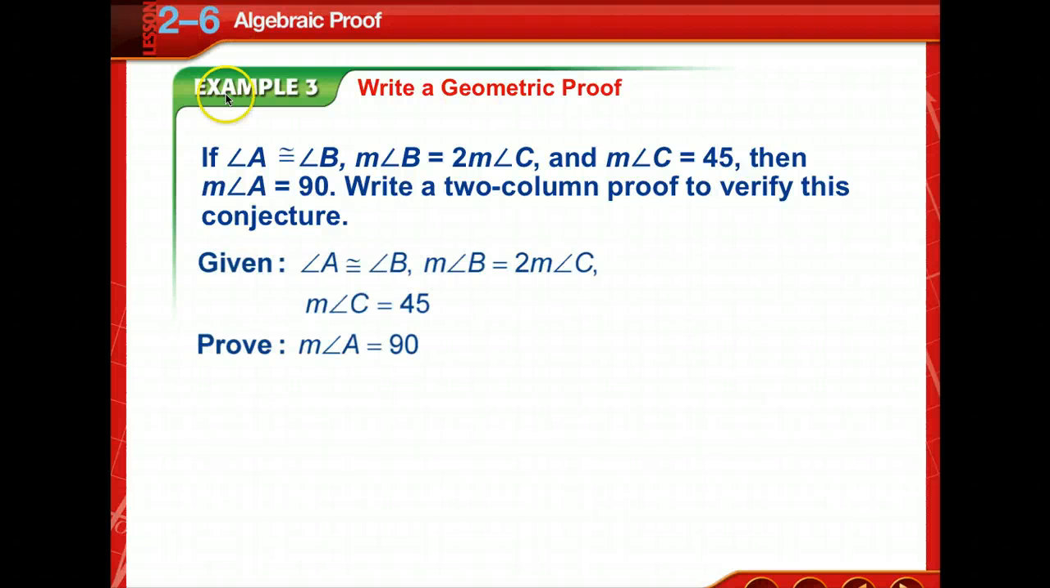So we're given that angle A is congruent to angle B. We're also given that the measurement of angle B is equal to 2 times the measurement of angle C, and we're given that the measurement of angle C is equal to 45. We are to prove that the measurement of angle A is equal to 90. Okay, so let's dig in and get started.